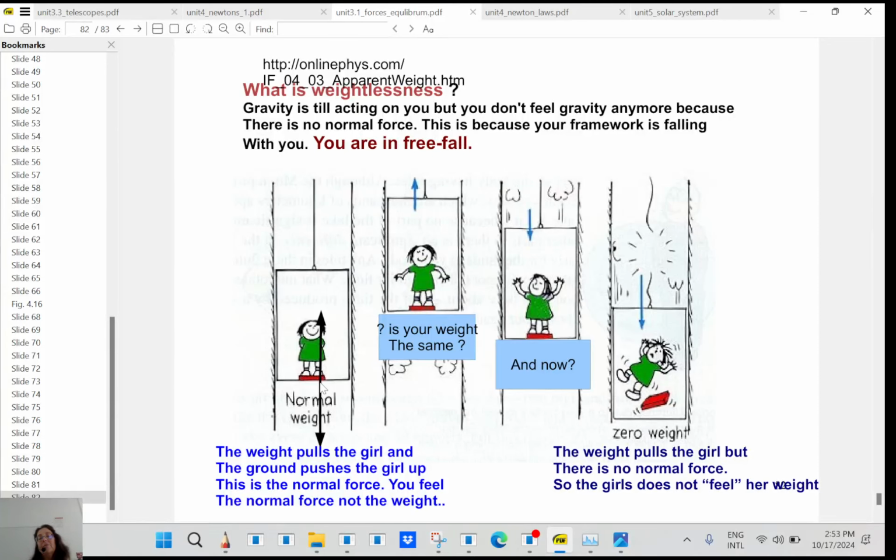Okay, so if you are at rest or if you are moving in an elevator at a constant speed, that means up equals down. Do you agree? So that means the normal force here will be equal to the weight. So if you are standing on the bathroom scale, that's going to be your real weight.